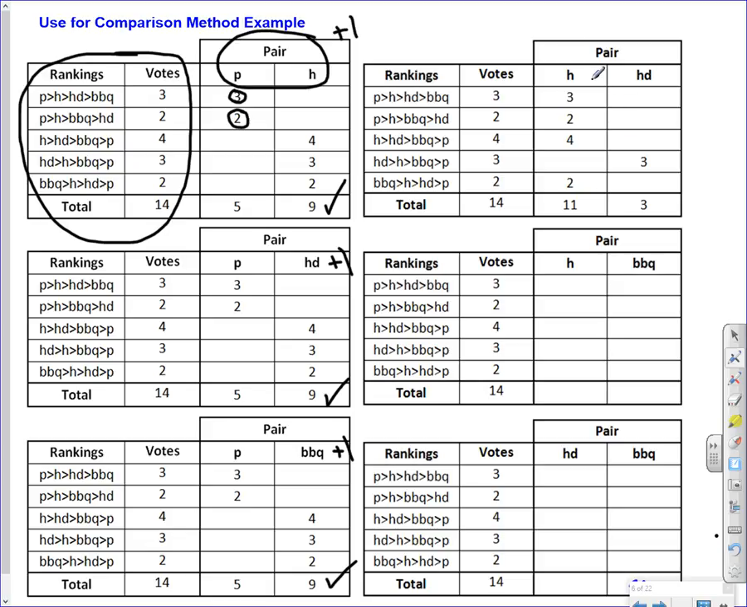Now over here, we're comparing hamburger to hot dog. So looking here, hamburger is ranked before hot dog. So you notice they don't have to be in the first spot, okay? They just have to be listed before the others. Because when we're comparing hamburger and hot dog, really we're ignoring all these other options, okay? So you could do this too. You could go through and just eliminate all the barbecues and pizzas because we're not concerned with those. We're just looking at hamburgers and hot dogs.